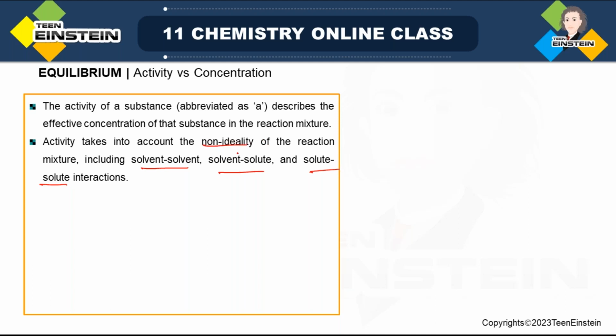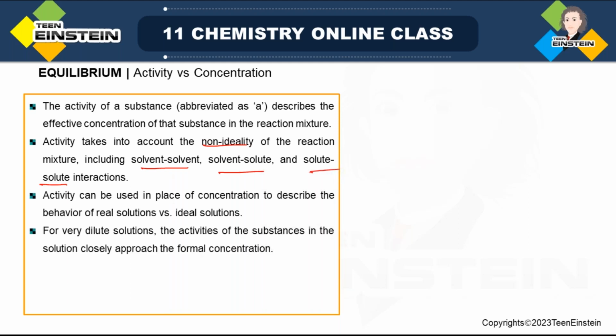So ideally we should not use concentration; we should use activity to account for this non-ideal situation. But you can replace activity by concentration. And how and when is it possible? It is possible only when the solution is very dilute. So activity can be used in place of concentration when you are trying to describe the behavior of a real solution, but for an ideal solution it is concentration. Activity for real, concentration for ideal, this is the difference.